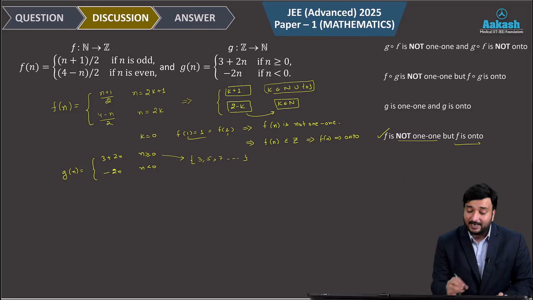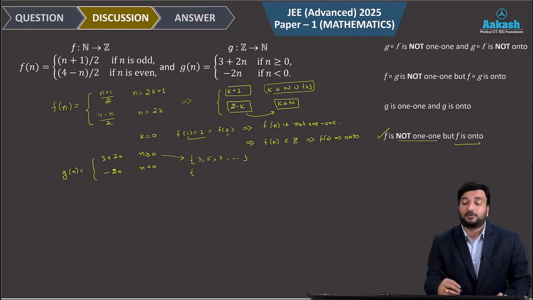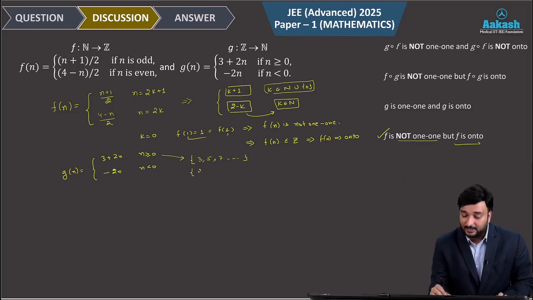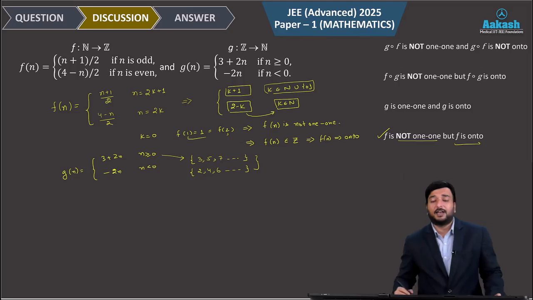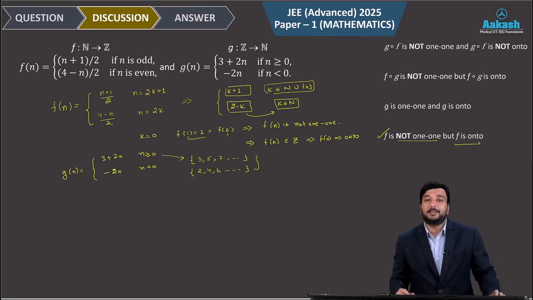And for n less than 0, we can start with n equal to minus 1, so we are getting the values as 2, then 4, then 6 and so on. So clearly we can see that one of the elements, that is 1, is missing over here.